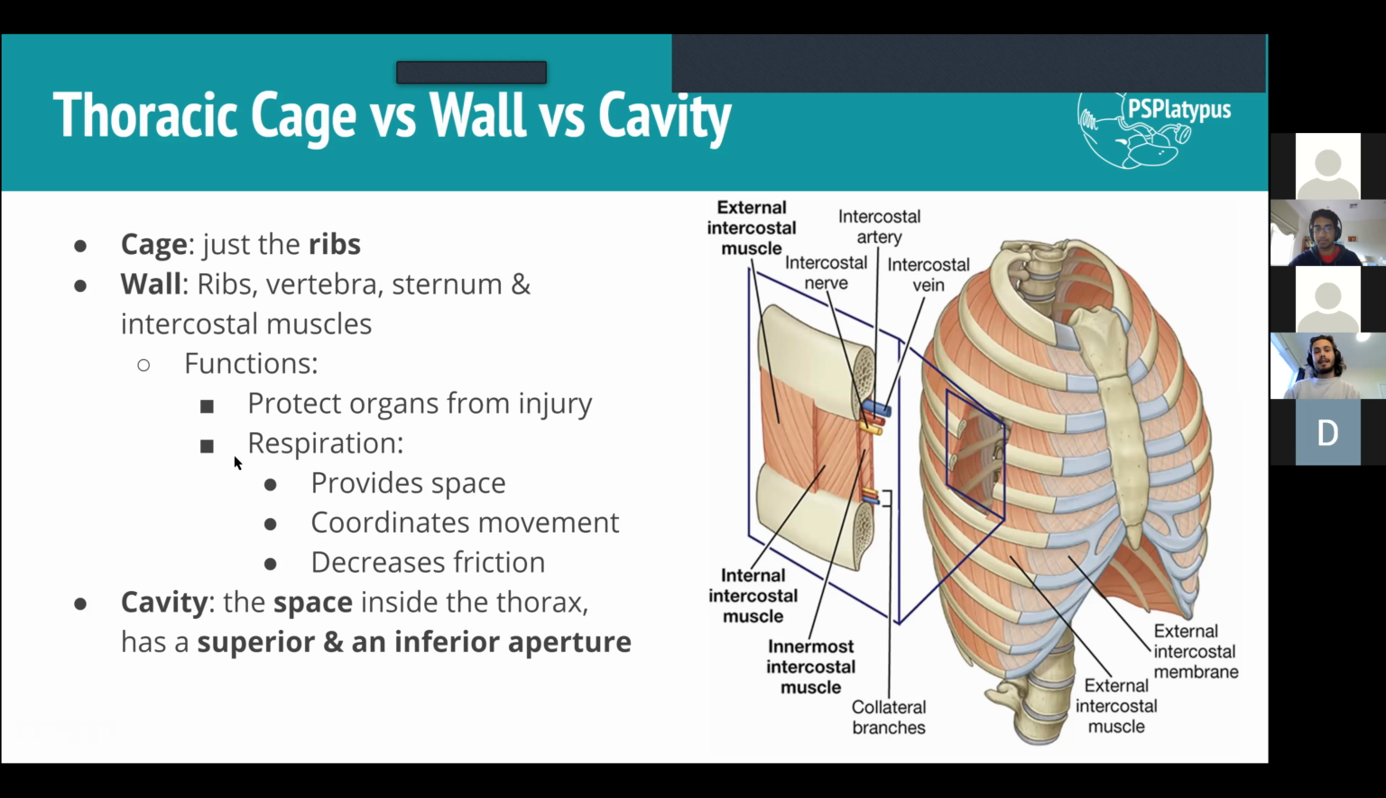And then we've got the thoracic cavity. Cavity meaning space or opening. The thoracic cavity is the space inside the thorax, and it has a superior and inferior aperture, which you can see here. Aperture just means opening. You've got the superior aperture here between the ribs, the manubrium of the sternum, and the T1 vertebra. And then the inferior thoracic aperture down here, opening the thorax to the abdomen and below.